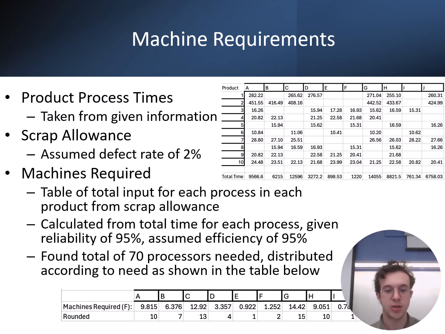For the machine requirements, we took the given information from the document of the case study, such as the product process times as well as their demands, and using that along with scrap allowance with an assumed defect rate of 2%, we got the total times for each process. For the machines required, we use the given reliability of 95% and efficiency of 95% as well as the total working hours you would expect within a day, and found that in total we will need 7 processors to meet every single product's demand, distributed as shown below.